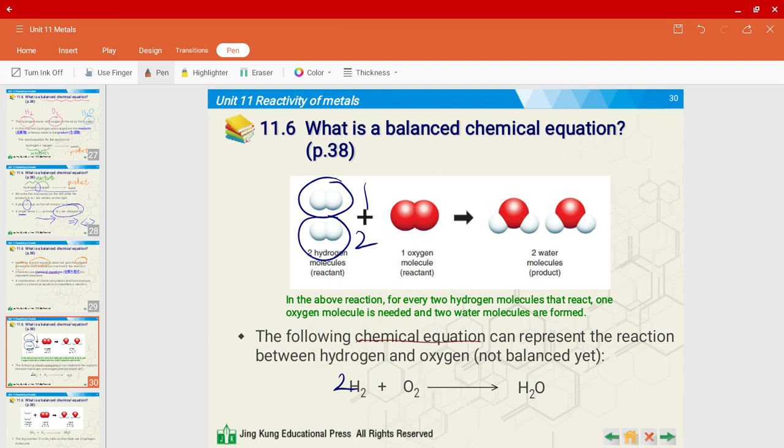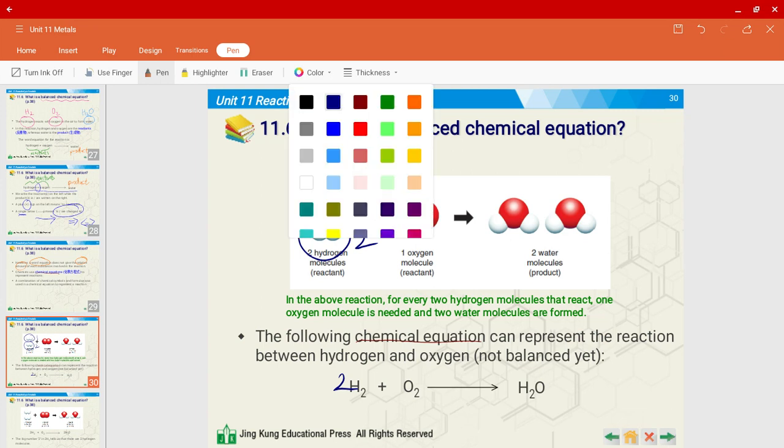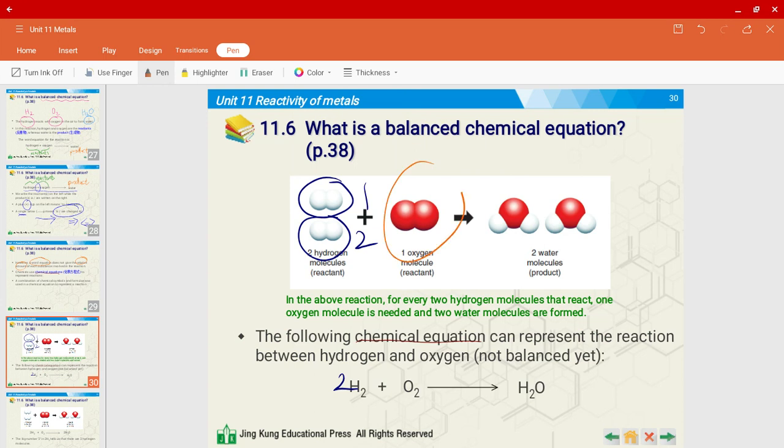So I'm going to write 2 right in front of H2. And then how many oxygen molecules are there? There's only one oxygen molecule. So am I supposed to write 1 in front of oxygen? As I've told you earlier, just like in maths, when the coefficient is 1, we do not like to write it down. It does not look good. So we're just going to ignore it. We're not going to write it down, but we know that it's there.